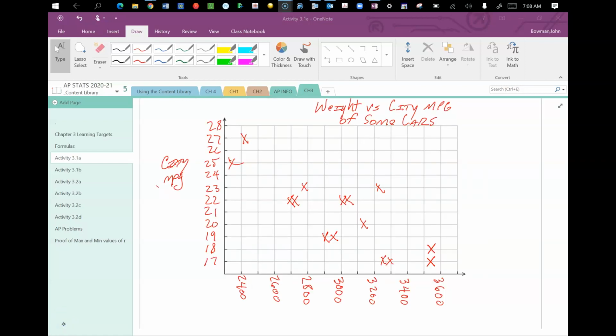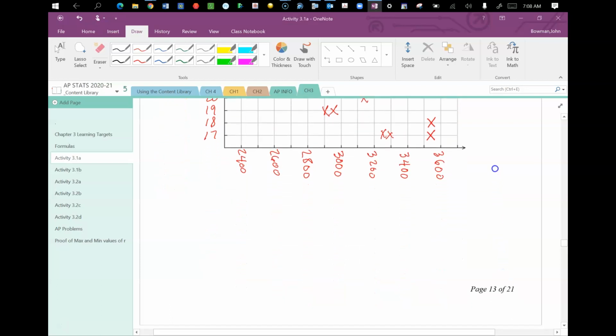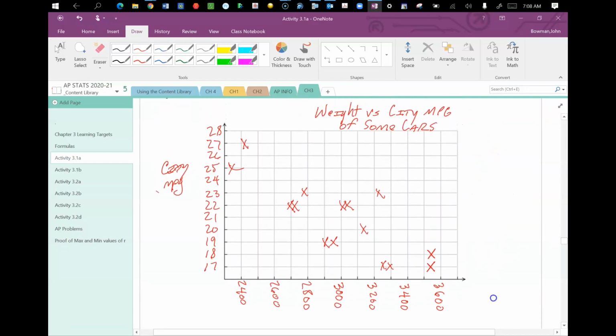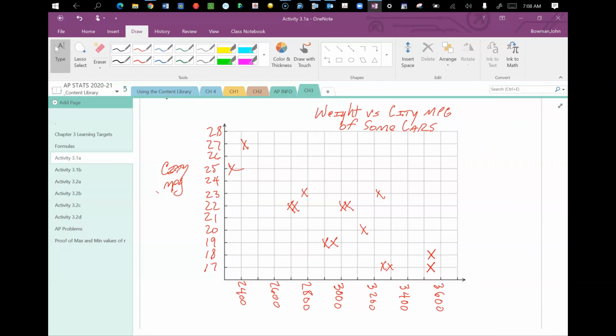When you've finished, you should have a scatter plot that looks something like this. There would be a title up at the top, there would be scales and labels on both axes, and then your points are plotted. Now you might notice that I do not have a label on the x-axis, and that is simply because it got pushed off to the next page. So that is the weight of the cars in pounds.